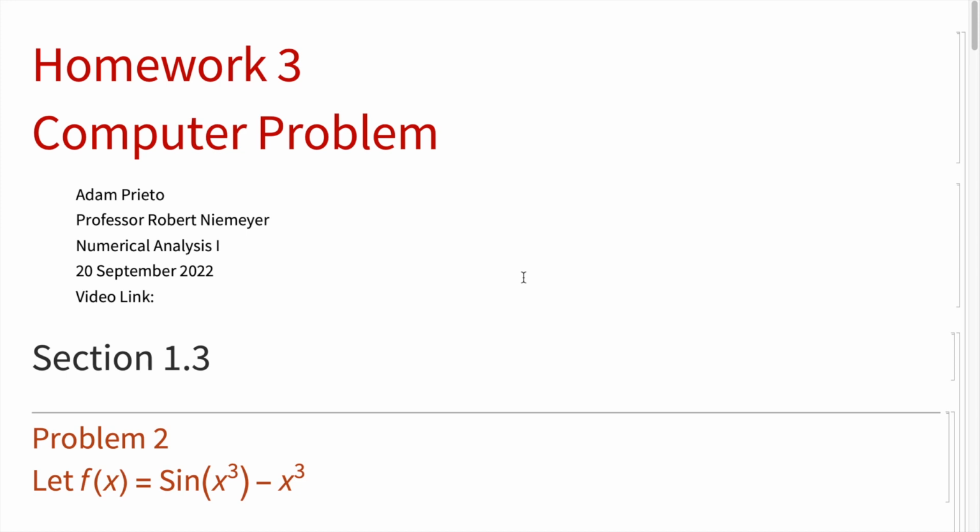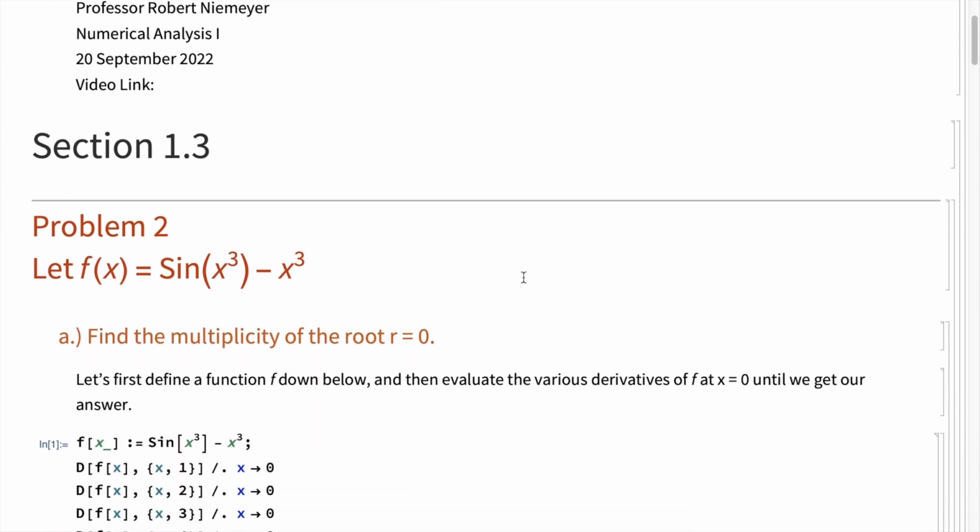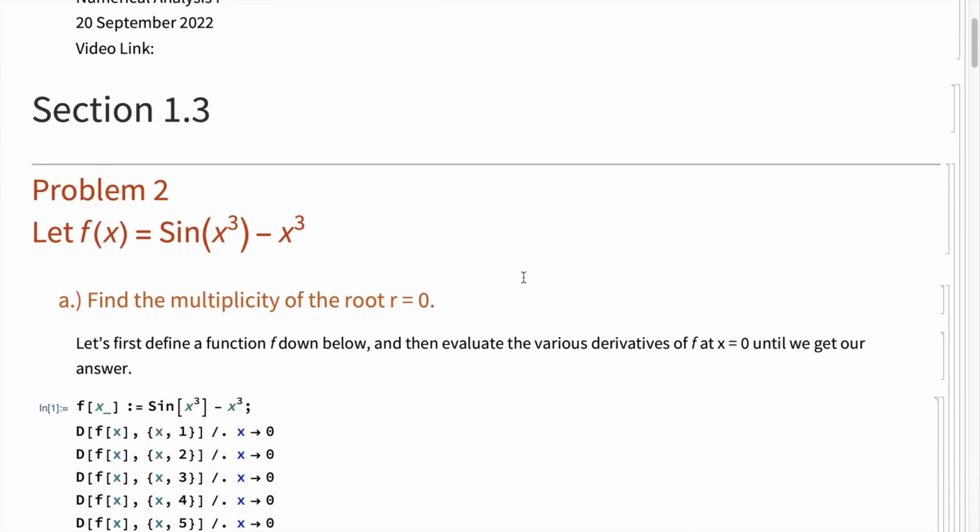Homework 3, Section 1.3, Problem 2. Let f of x equal sine of x cubed minus x cubed. Find the multiplicity of the root r equals 0.